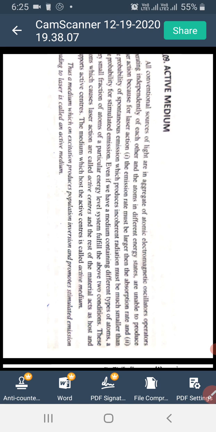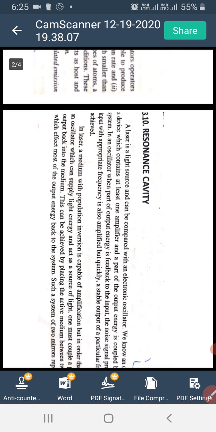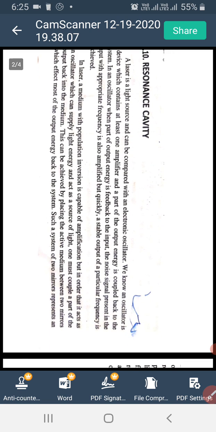Another definition we can give: the medium which, on excitation, produces population inversion and promotes stimulated emission according to the laser, is called the active medium. Now the next topic is the resonance cavity.